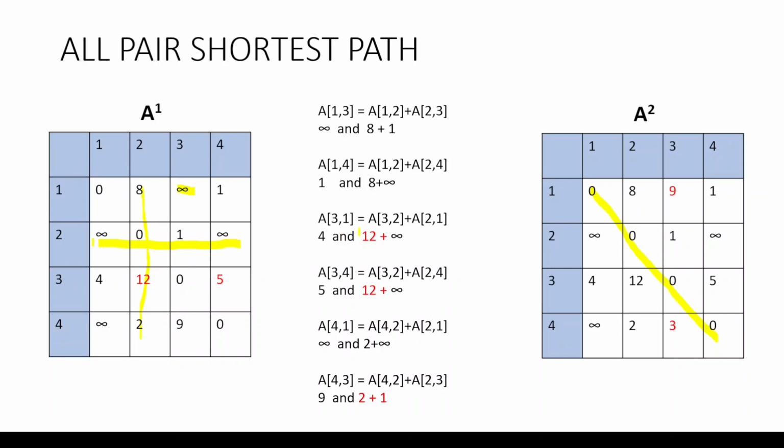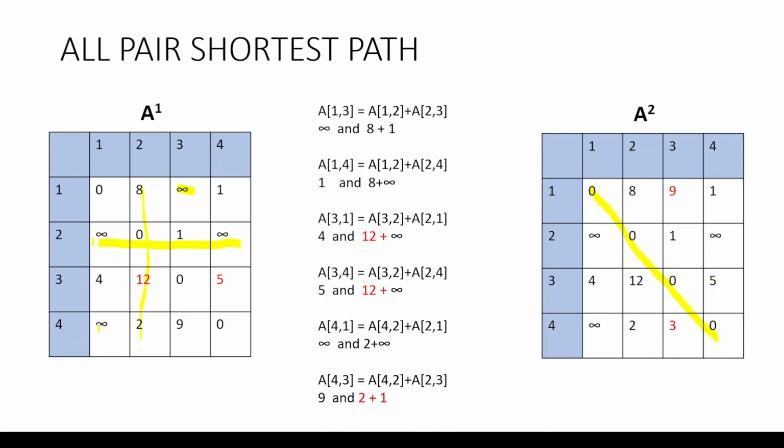A of 3 comma 1, intermediate vertex is 2. So it is A of 3 comma 2 plus A of 2 comma 1. 3 comma 1 is 4. 3 comma 2 is 12. A of 2 comma 1 is infinity. Smaller is 4. So the value 4 is retained. Next I have A of 3 comma 4. 3 comma 4 is 5 initially. I am finding if there is a new path that exists. A of 3 comma 2 plus A of 2 comma 4, 12 plus infinity, smaller is 5. So this 5 is retained here.